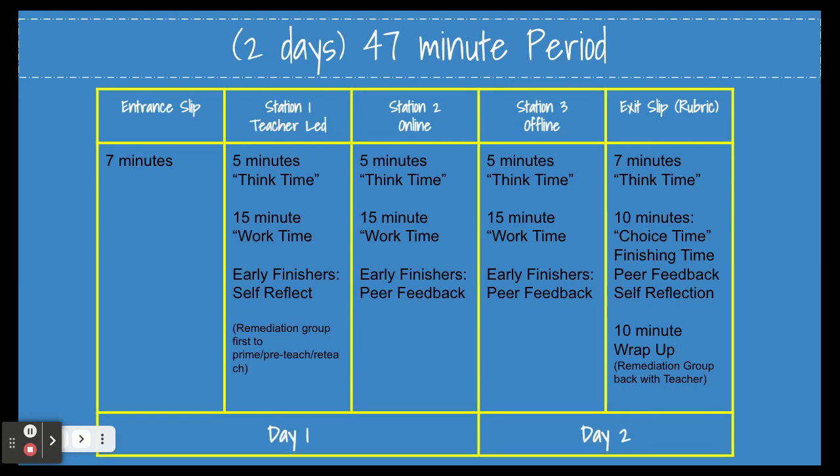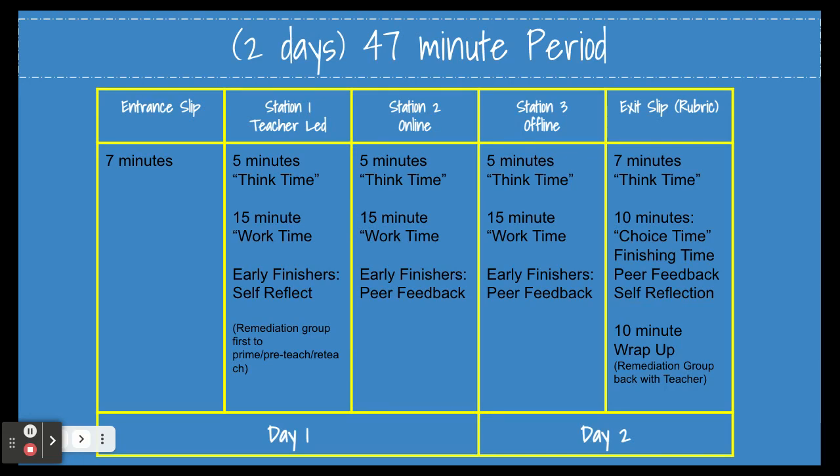We would start with an entrance slip of about 7 minutes because we have a 47-minute period. There would be 5 minutes of think time or brain break time before they start in any station. What they would do during that time is organize their thoughts. They can make a plan and they can review what they need to do. There's 15 minutes of work time.